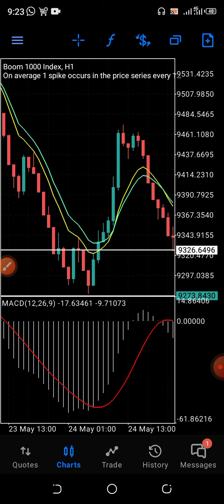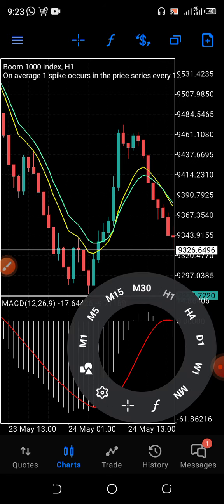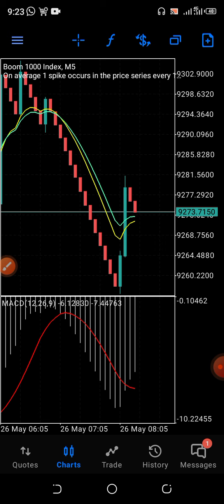Instruction number 1 is use your 1 hour time frame to catch a spike. Then make your entry point from the 5 minutes time frame.